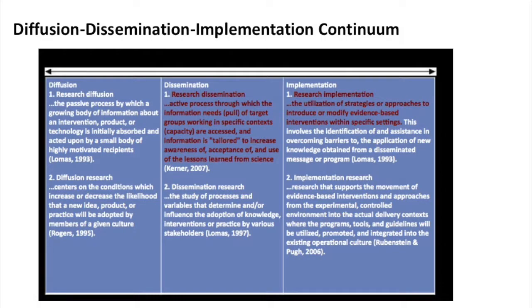But so I don't leave you completely vague, this is a very traditional definition of dissemination and implementation, and then dissemination and implementation research. I'm going to focus on the two terms of dissemination and implementation. Dissemination is the active process through which information is being communicated to the target audience, and implementation is putting that evidence into place at the target setting.